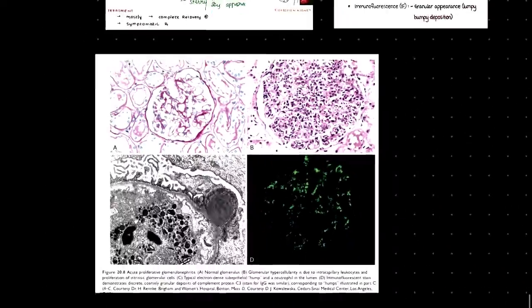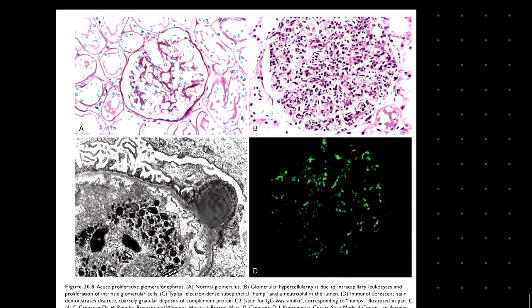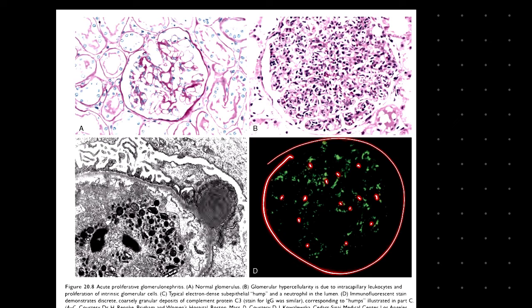Now, as you can see, this is the diagram from Robbins. A is our normal glomeruli, right? But this is our nephritic glomeruli. How can we know that? We can see a lot of proliferation. You can see a large number of cells right here, a lot of compactness. And this is our subendothelial hump that we'll see in electron microscope. And this is the starry sky appearance, the immunofluorescence finding.